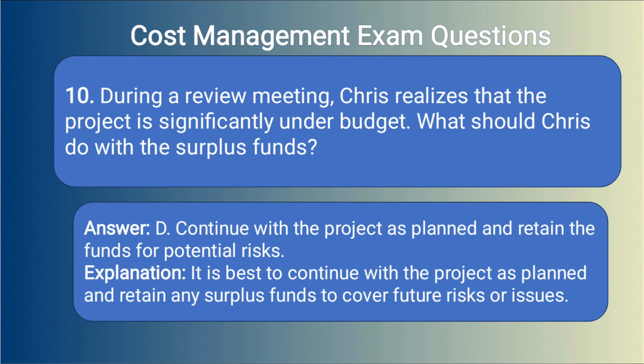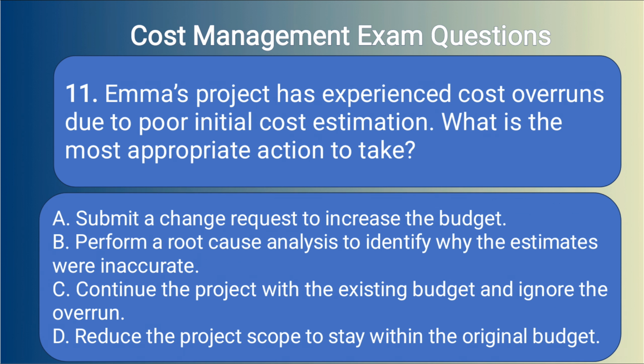Answer. D. Continue with the project as planned and retain the funds for potential risks. Explanation. It is best to continue with the project as planned and retain any surplus funds to cover future risks or issues. 11. Emma's project has experienced cost overruns due to poor initial cost estimation. What is the most appropriate action to take?